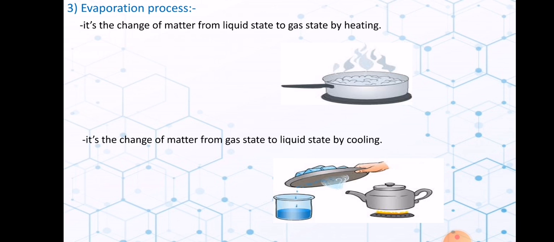Why did this water droplet form? It formed because water vapor, which is a gas state, changed into water droplets, which is liquid, and this process is called condensation process. Condensation process is a change of matter from gas state to liquid state by cooling.